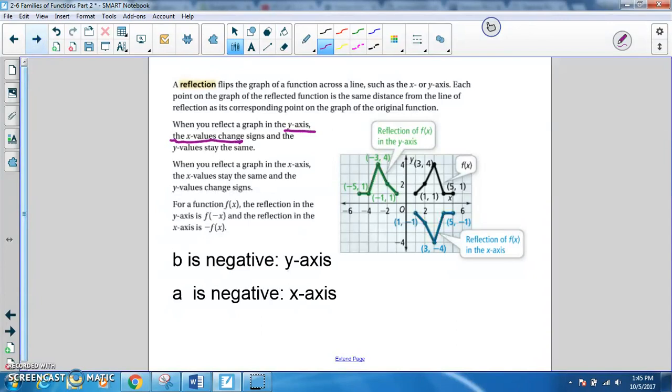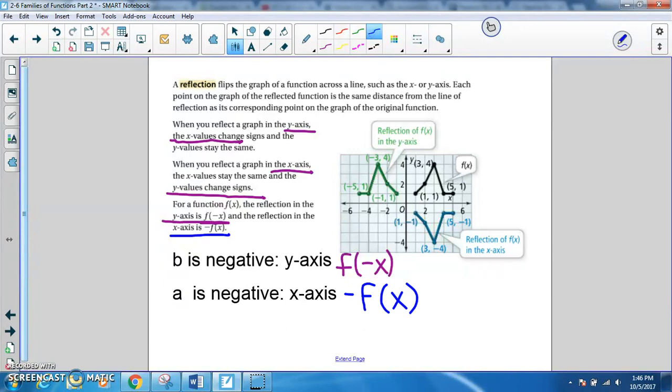When you reflect a graph on the x-axis, x values stay the same and y values change. Think about it. If we are flipping over, getting our mirror image of our x-axis, our y values are changing. And vice versa for the y-axis. So for a function f of x, the reflection in the y-axis is f of negative x. So y-axis is negative x. And that's also going to correspond to when b is negative. Then we have a reflection in the x-axis is the opposite of f of x. So that would be taking the opposite of the entire function rather than plugging in the opposite of x.